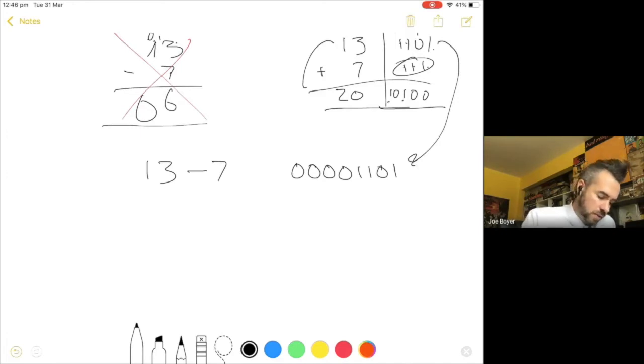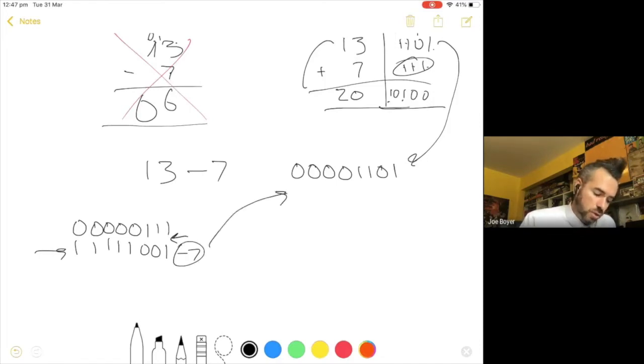I'll do it over here to start with. 7 is 00000111. Let's do a 2's complement on this number, starting from the right-hand side. All leading zeros stay as zero, and the first 1 that we come across stays as a 1, and then everything flips. So that gives me my negative seven in 2's complement. That's what I'm going to add to 13. So 13 plus negative 7.